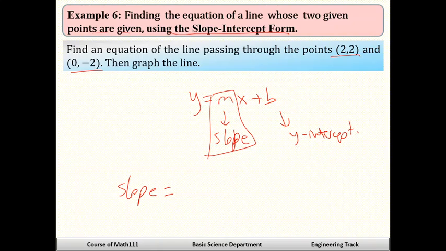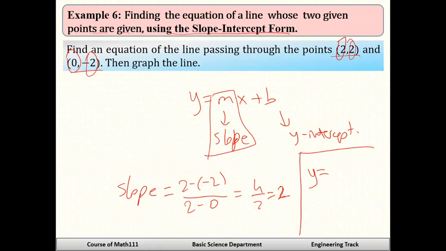So what is it? It's 2 minus 2 divided by 2 minus 0. So this will be 4 divided by 2, which will be 2. So you can tell now the equation should look like slope 2, so 2x plus b. So how can you get b? Now you can get b by using these 2 points, this pair or this pair, because they are on the line. If they're on the line, they have to satisfy the equation.